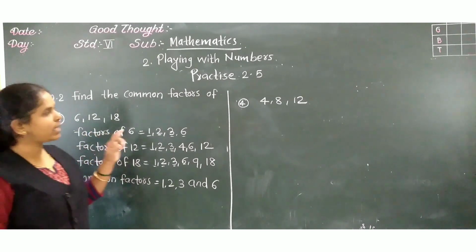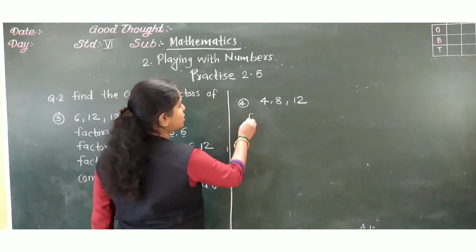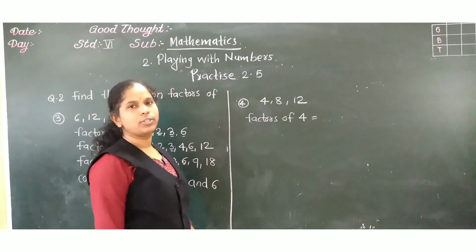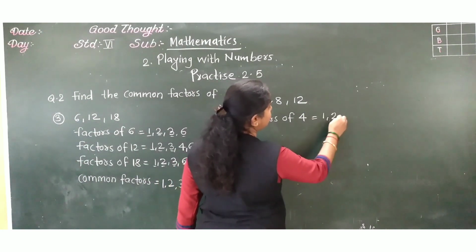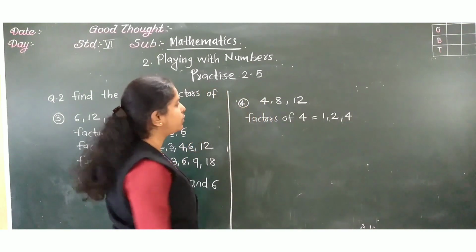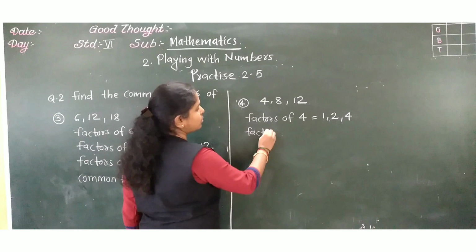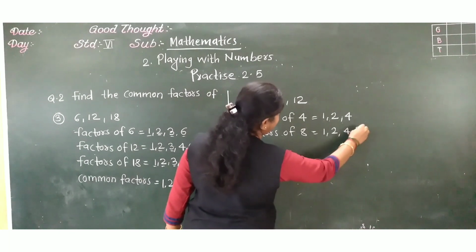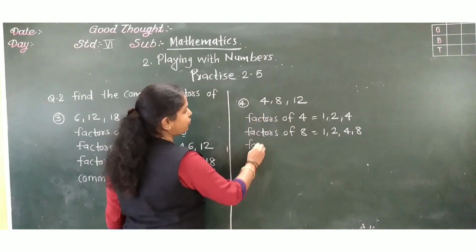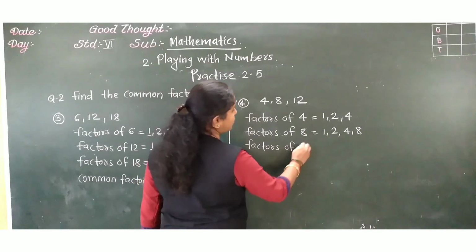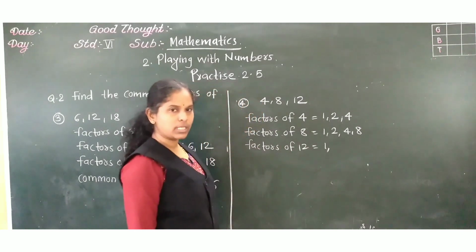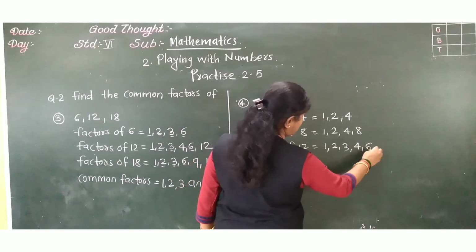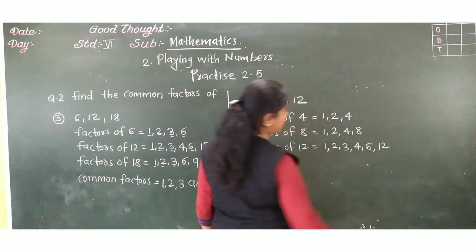Okay. Now next, fourth one, factors of 4. 4 comes in which table? 1, 2 and the number itself. Then factors of 8. 8 comes in 1, 2, 4 and 8. And factors of 12. 12 is divisible by, or it comes in 1 table, 2 table, 3 table, 4 table, 6 table and the number itself. Okay.